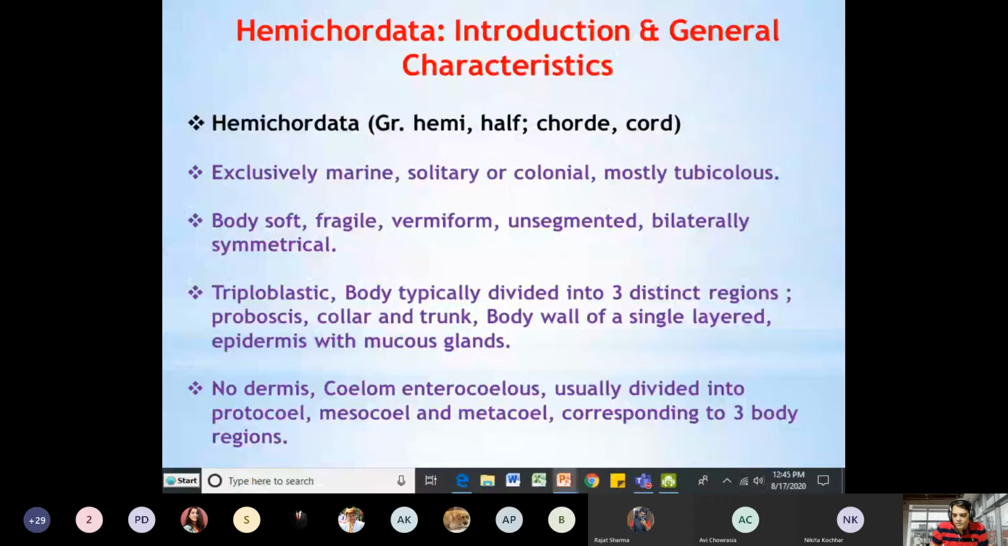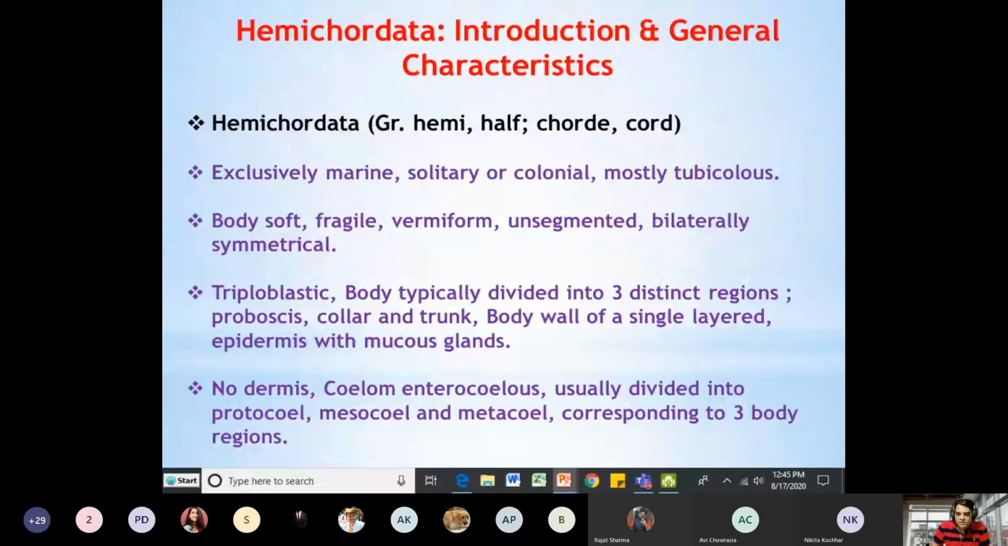Their body wall is made of a single layered epidermis and mucous glands. Because of the mucous glands, their skin remains slimy, and they do not have a dermis. They are enterocoelic animals, and their body is divided into three segments, which we have already talked about.